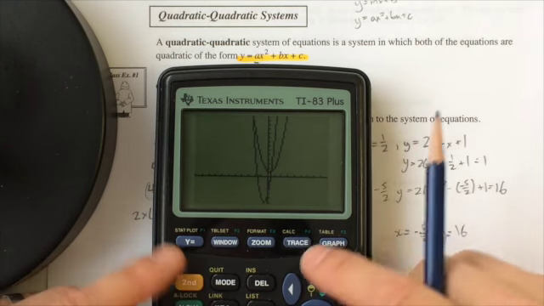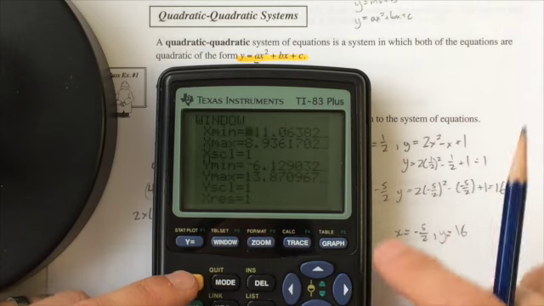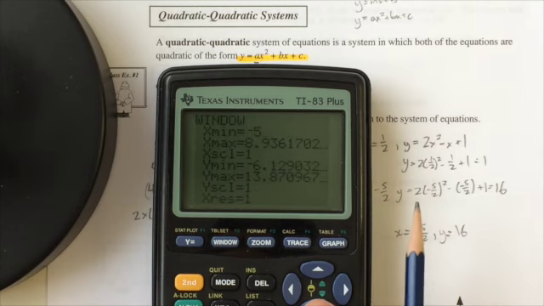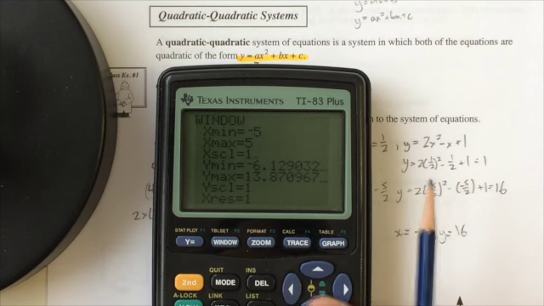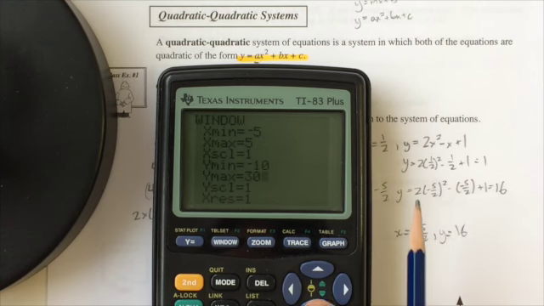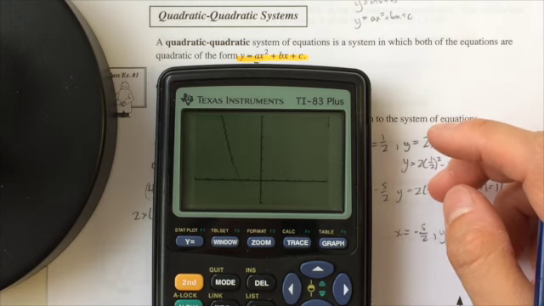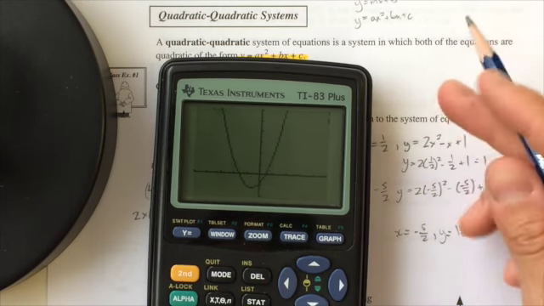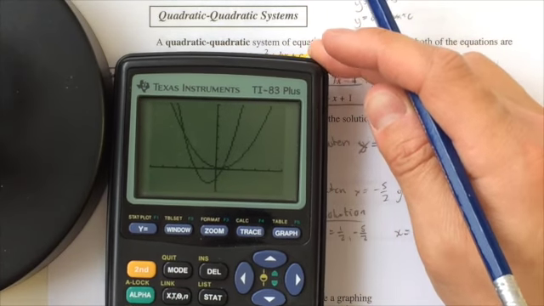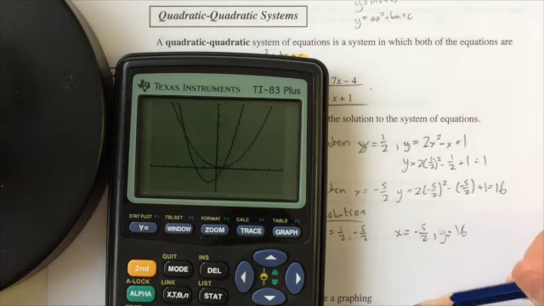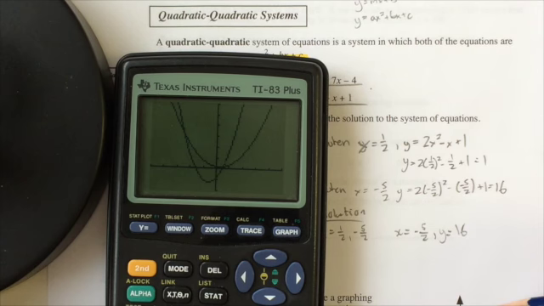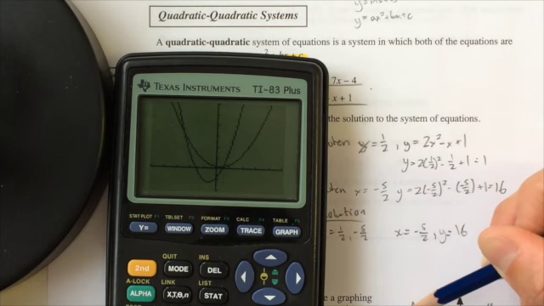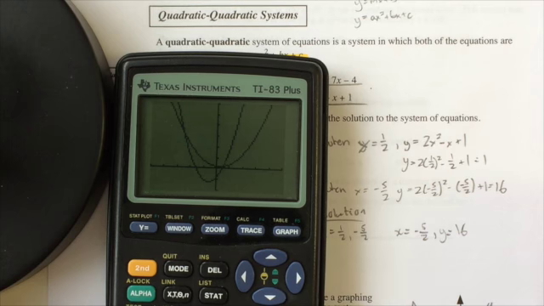All right, and we're looking for our points of intersection. So let's change our window settings here. Let's go with -5, 5, and 1, and -10, 30, and let's go with 5. All right, so when I graph this, I'm just going to try to graph it freehand here. It looks like my other graph is going somewhere like this. So my points of intersection I'm going to look at are going to be here and here.